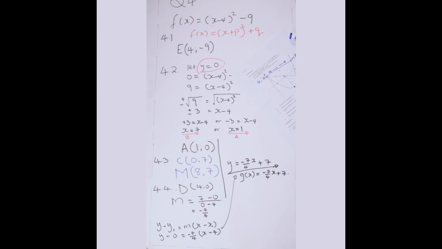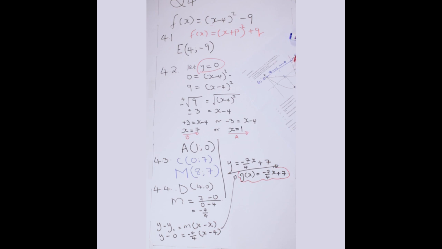Okay, now that is 3 marks. You just need to find the gradient and then you find the solution. And sometimes they can ask you to write in the form of g of x. Then you do that. The last question, it is 4.5.